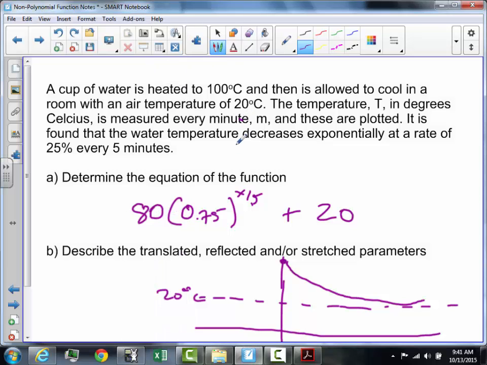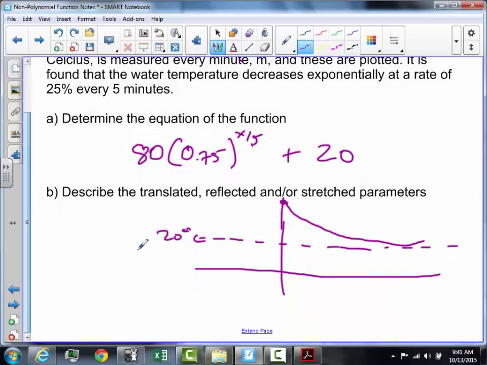So, does that make sense? Okay, so now let's answer our question then. Describe the translated, reflected, and stretched parameters. What does the 80 do to the graph? Stretches it up 80. What does the plus 20 do? It lifts the graph up 20.